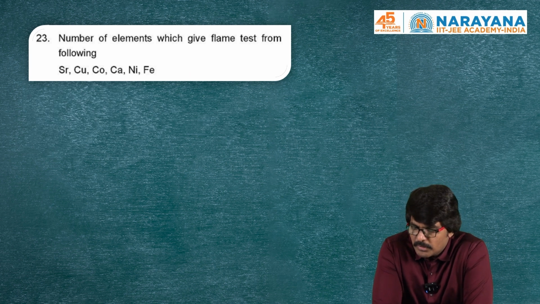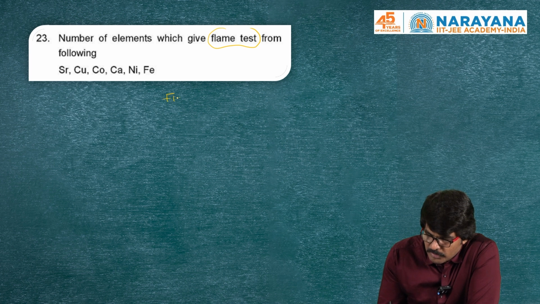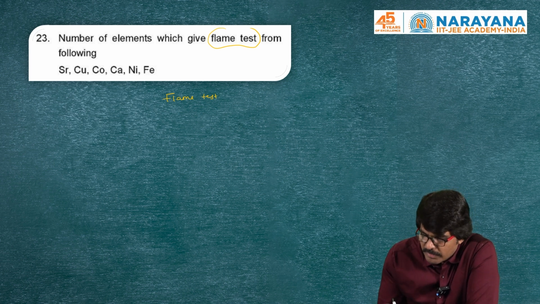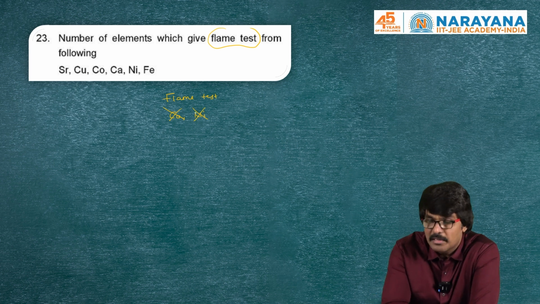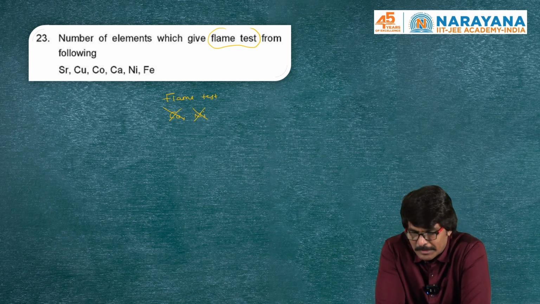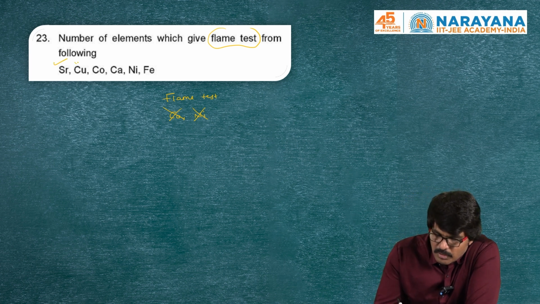The number of elements which give flame test in the given sequence. So totally 6 metals were given. Cobalt and nickel do not give any color, or at least colorless or silvery white, so generally that is not taken into consideration. Excluding cobalt and nickel, strontium gives, copper gives, calcium, and even iron. So the answer will be 4.